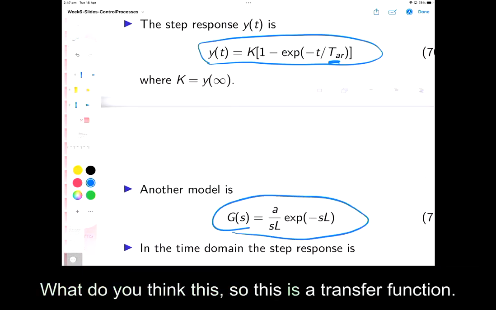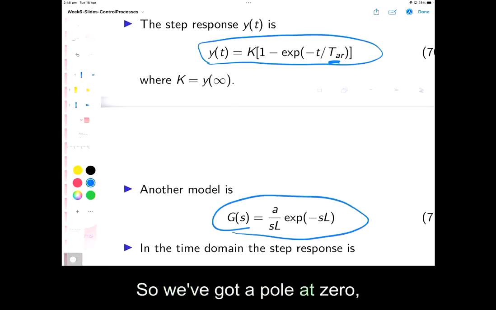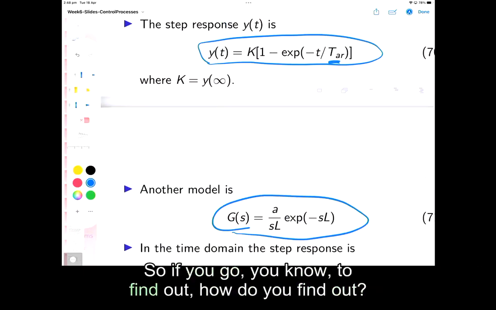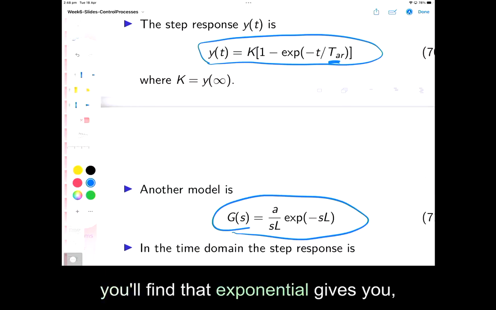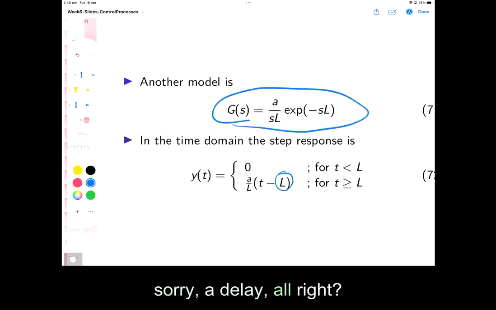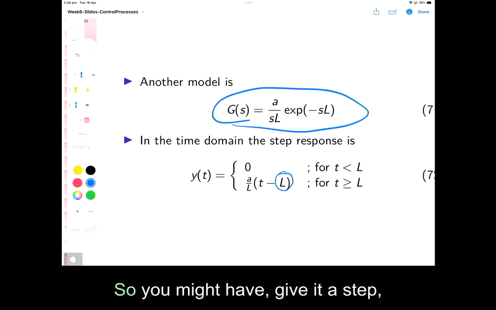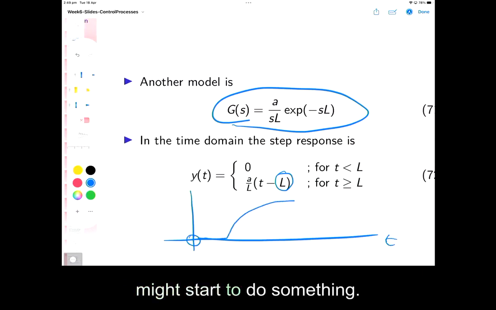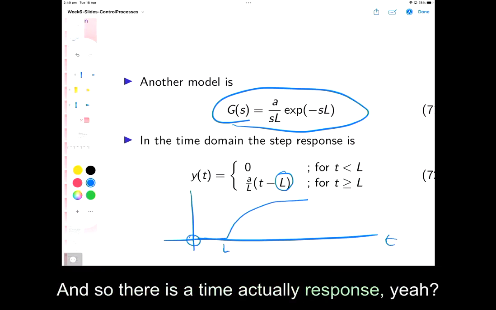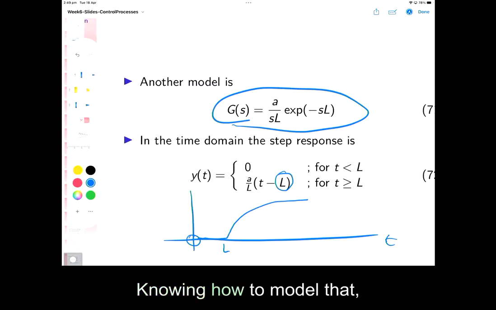What do you think this is? So this is a transfer function. So we've got a pole at 0 and we've got an exponential function. What is the exponential function? To find out, how do you find out? You go to the Laplace table and you just look it up. And if you look it up, you'll find that an exponential gives you a delay. All right? So you give it a step response, and the response doesn't happen until some time later. So you might give it a step, kick the input at time t equals 0, and it might not start to respond until later. And so there is a delay time before it actually responds. Yeah? And this is very common. So knowing how to model that is useful.